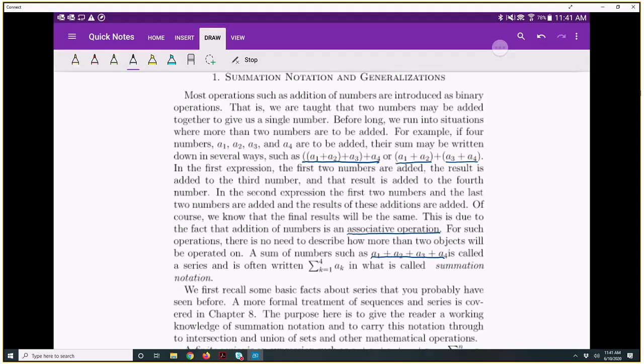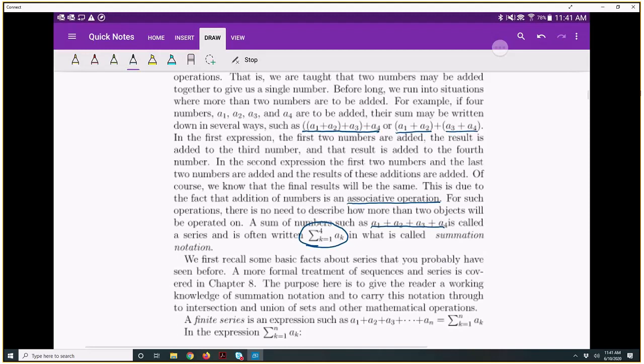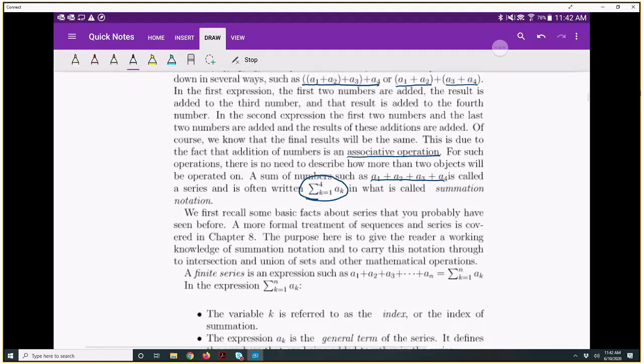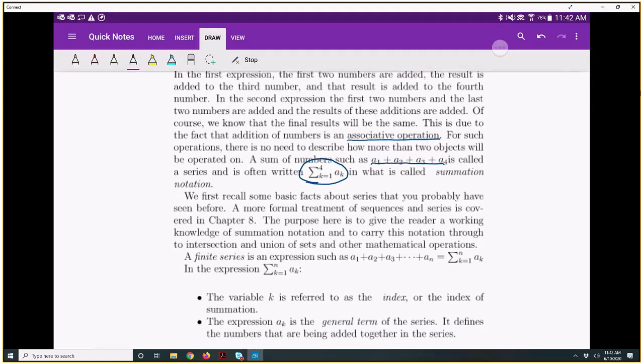Another way of writing it is to use this notation, which will be called the summation notation. So we use the Greek letter capital sigma, and the variable k that you see at the bottom will be called the index. Then a sub k that you see here is called a general term of the series. So this will define which numbers are being added together in the series.